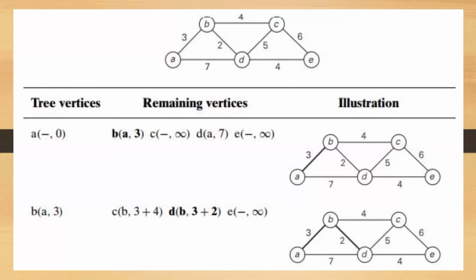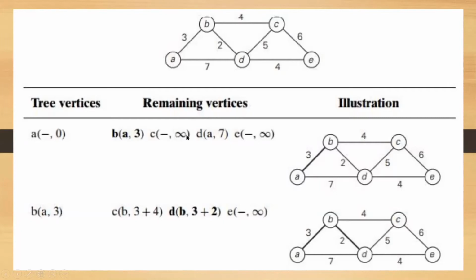Out of V minus VT, which are the fringe vertices? The fringe vertices are the vertices adjacent to the tree vertices. The tree contains only A, and adjacent to that are only B and D. B and D are the fringe vertices. Since C and E are not fringe vertices, directly you can write infinity for them. C is infinity and E is also infinity. These are the two values: the first one is the parent, the second one is the cost. Since it is infinity, there is no parent. E also doesn't have any parent, and the cost is infinity.